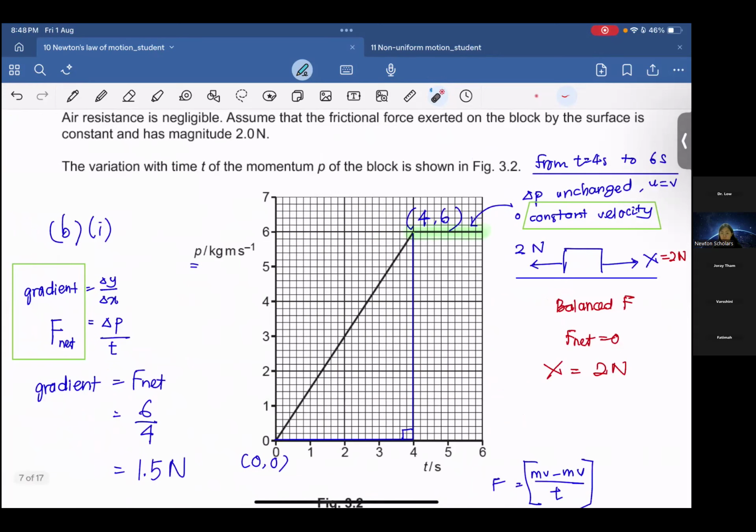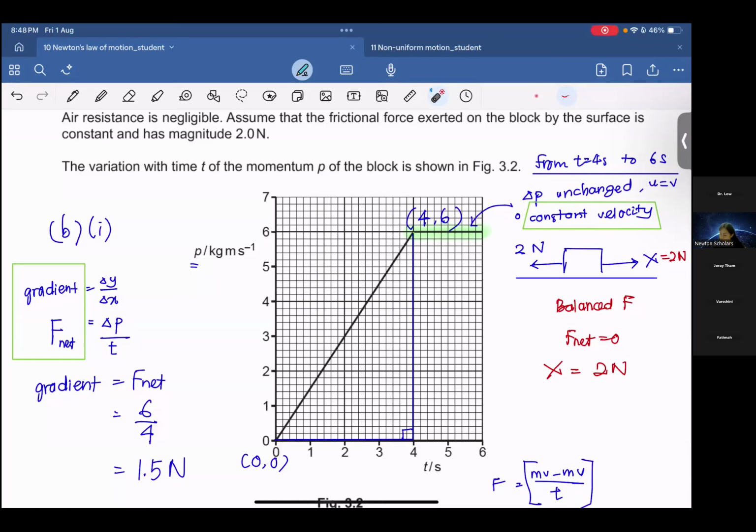Here, why do we get X equals 2 Newton? Because the change of momentum actually is 0, no change. Momentum no change, so U equals V, velocity does not change. That's why momentum also remains. So constant velocity. If constant velocity, the net force will be 0. X should be equal to 2 Newton.